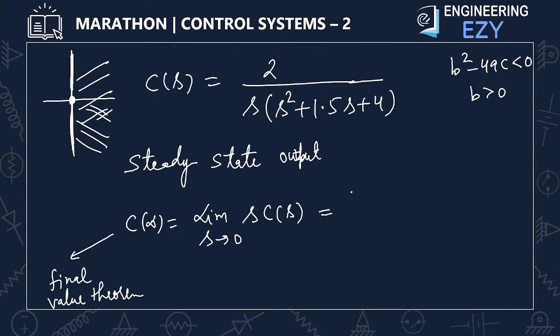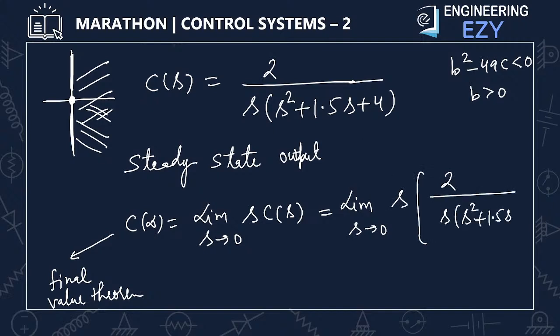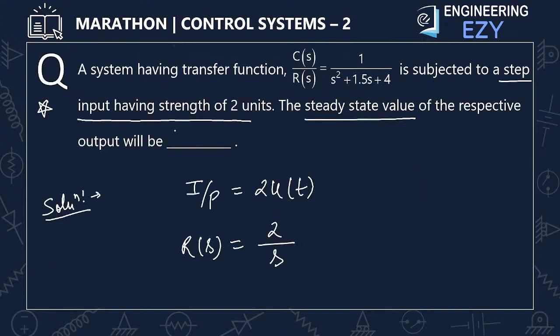Very good. So the correct answer is limit s tending to 0 of sC(s), and C(s) is nothing but 2 upon s square plus 1.5s plus 4. Now it is so easy. If you put s equal to 0 in the remaining expression, it is 2 by 4, that is 1 by 2. So 0.5 is the correct answer of this question.